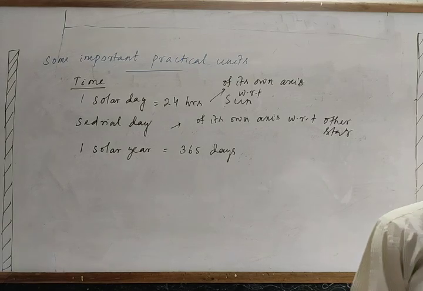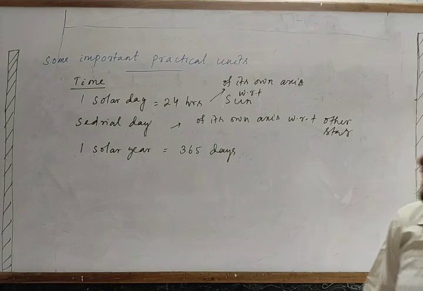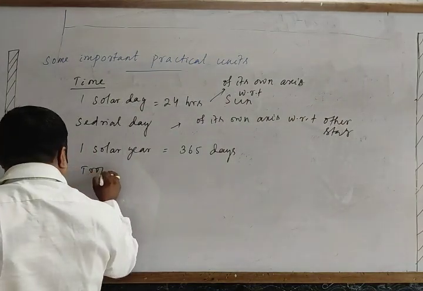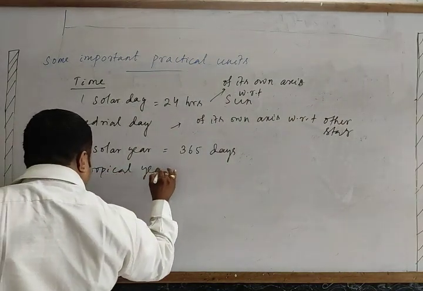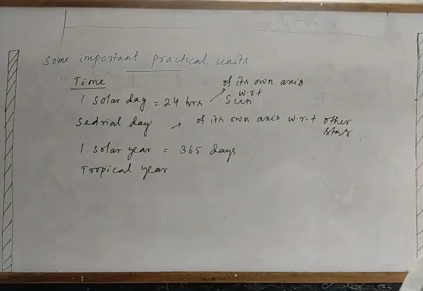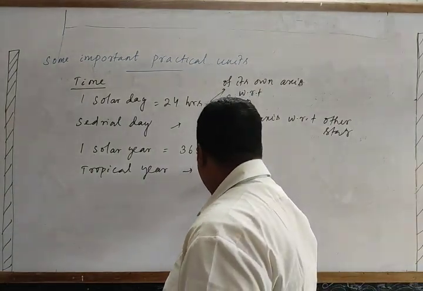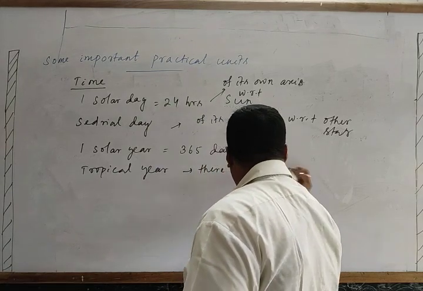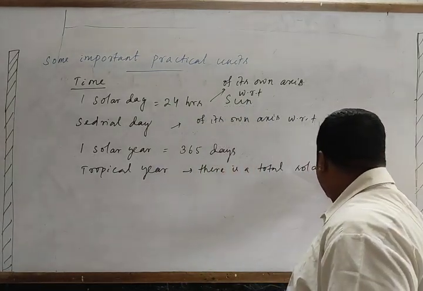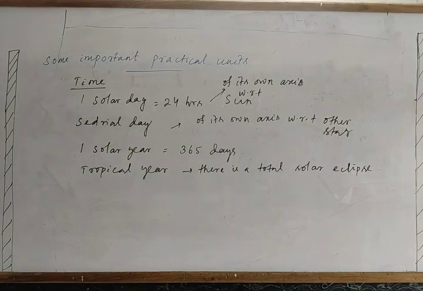Okay. Then one is the tropical year. What is the tropical year? The year in which there is a total solar eclipse is called tropical year. Tropical year, the year in which there is a total solar eclipse. Solar eclipse, Surya Grahan.